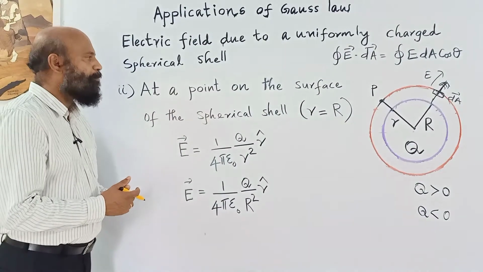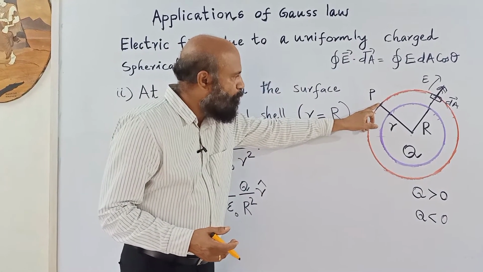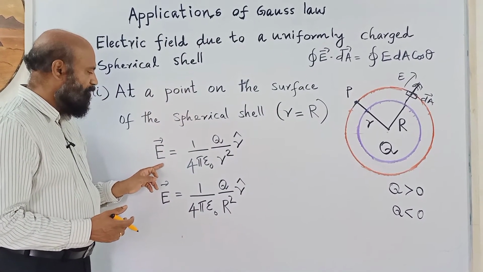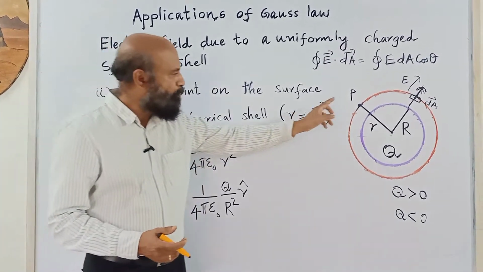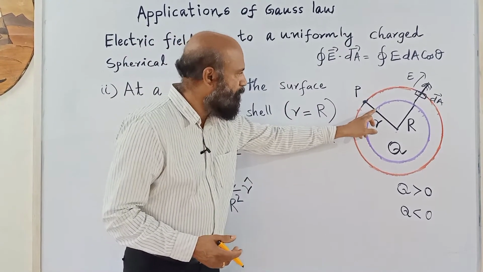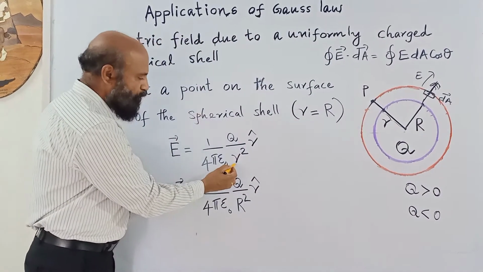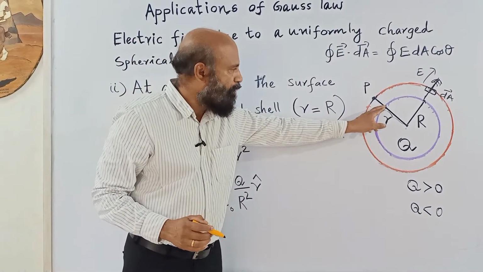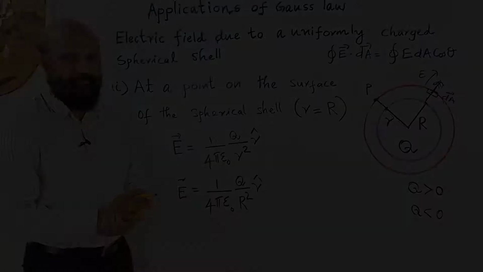Electric field at a point on the surface of the spherical shell. First we saw when the point is outside the spherical shell. When the point is outside the spherical shell, this is the expression: E vector is equal to 1 by 4 pi epsilon 0 Q by r square r cap. When the point is on the spherical shell, this distance will become capital R. So instead of small r, you substitute capital R. So you will get the intensity of the electric field at a point on the surface of the spherical shell.